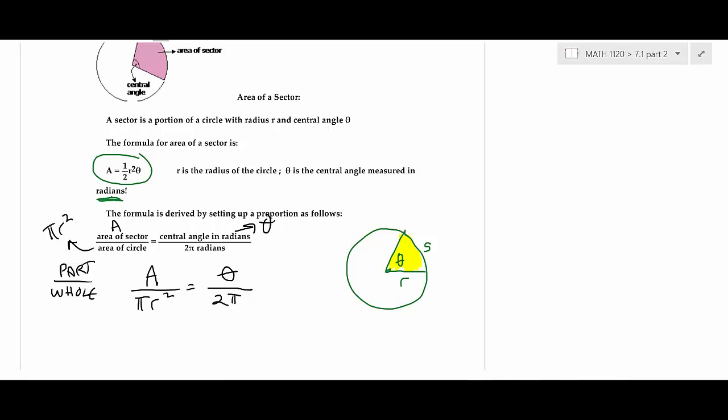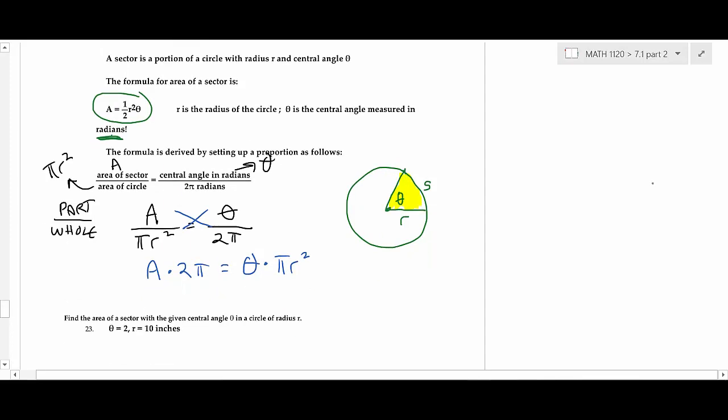Okay, I did this today in another class, and I did it a different way. This is probably the simplest way to do this. So we can cross multiply. So you would have A times 2 pi, like that. Then you go the other way. It doesn't matter what order you put them in. We would have theta times pi r squared, like that, okay?